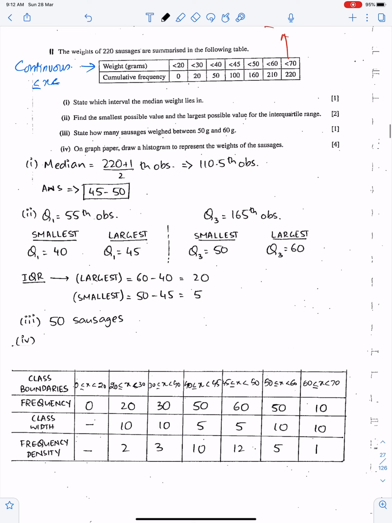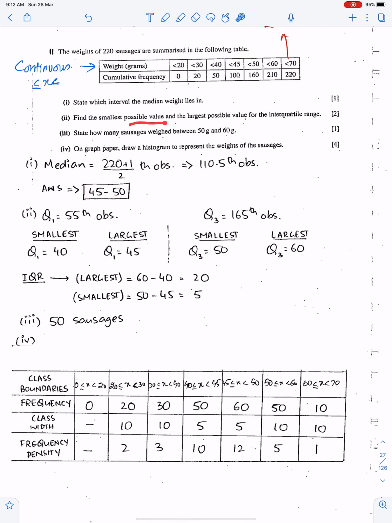Next part. State which interval the median weight lies. This is so simple. Take the 50% of 220, which is 110. So median would lie between 45 and 50.